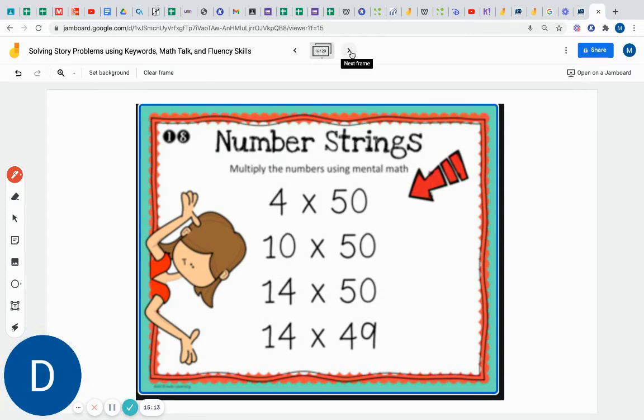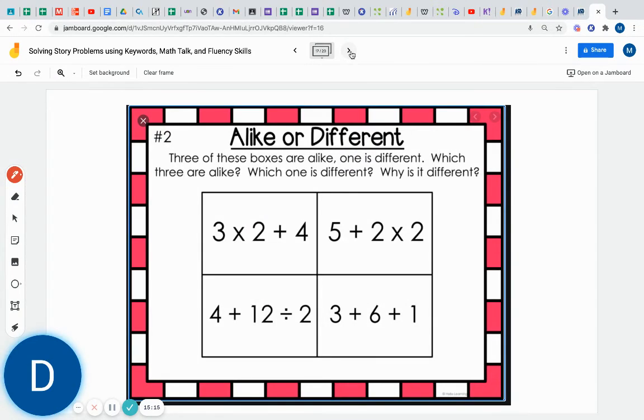Good job. Now we're going to be playing alike or different. So it says 3 of these boxes are alike and 1 is different. Which 3 are alike? Which 1 is different? Why is it different? Okay, go ahead and we'll have math talk time where we compare our answers with other students in our class and look at different ways of solving this problem and compare our thought processes. Ready? Begin. Good job. Let's try another one.